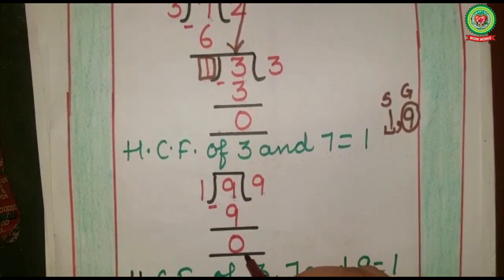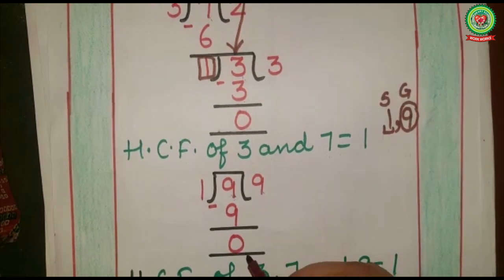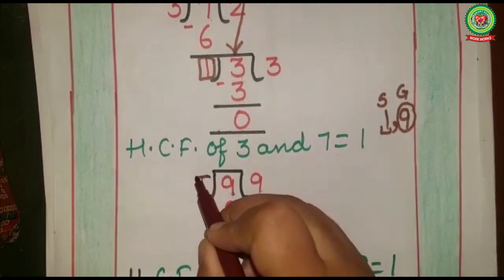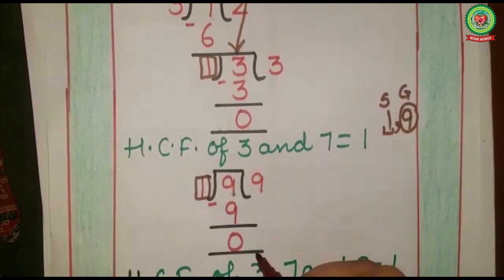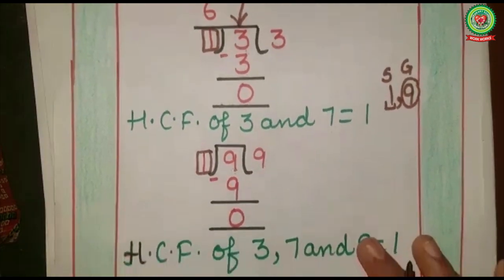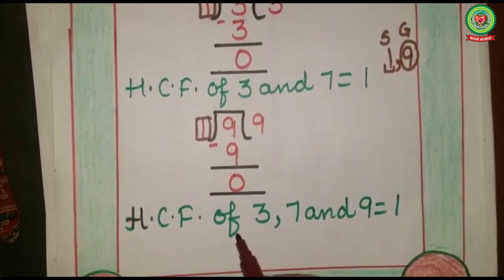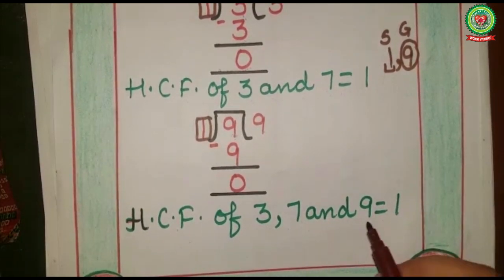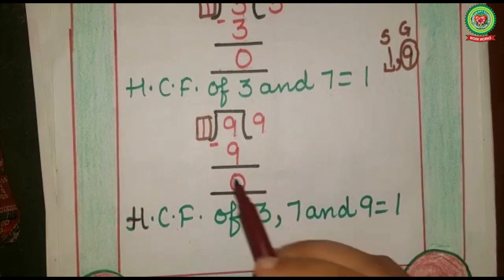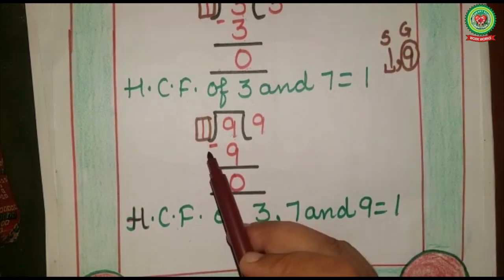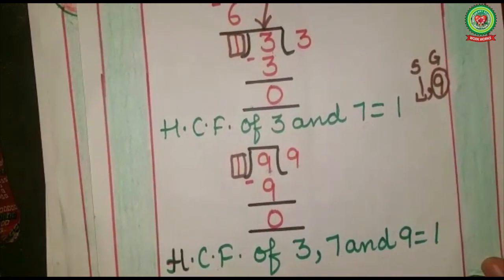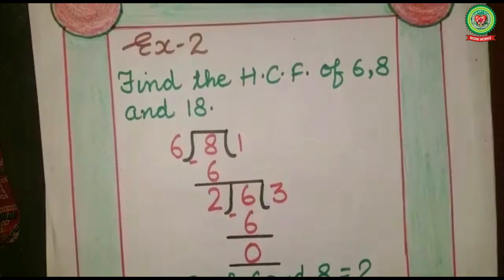Now remainder 0, that means we will not do divide again. Remainder is equals to 0 means the divisor of this divide is the HCF. So HCF of 3, 7 and 9 is equals to 1. Let's take one more example to understand it properly.